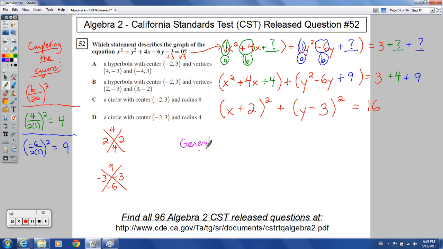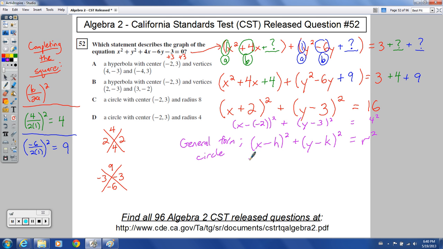So general form of a circle, you have x minus h squared plus y minus k squared equals r squared. This r squared is 4 squared right here, and so think of this as 4 squared. Think of this as y minus 3 squared. No need to change that there. And then think of this as x minus a negative 2 squared. It's in that form by doing that.